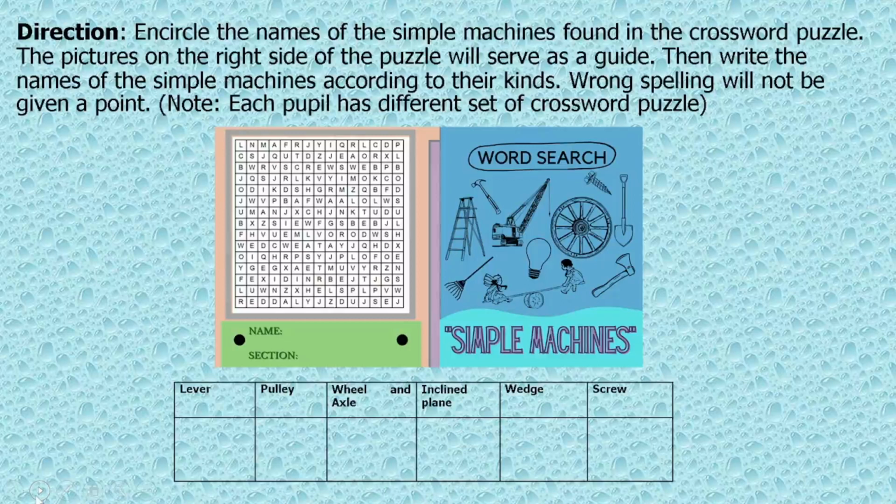The second activity is to answer a word search, simple machines. In this activity, you are going to encircle the names of the simple machines found in the crossword puzzle. The pictures on the right side of the puzzle will serve as a guide. Then write the names of the simple machines according to their kinds. Wrong spelling will not be given a point.